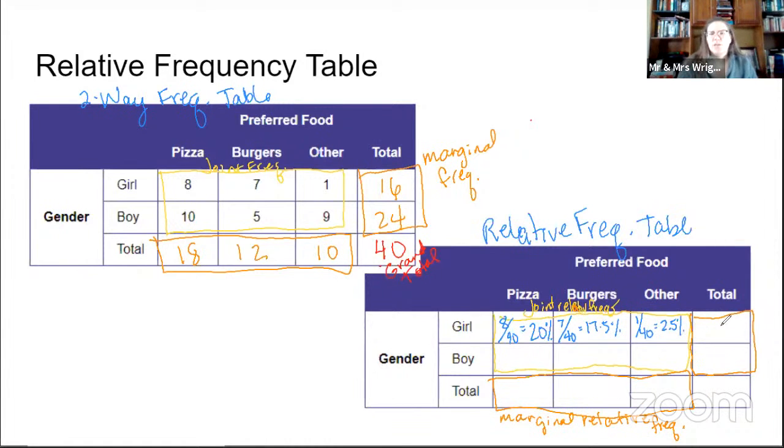Now, when we do, let me switch over to orange, the marginal frequency, it's going to happen the exact same way. So you're going to take the marginal frequency, and to find the marginal relative frequency, you're going to divide by, guess what? The grand total. So 16 divided by 40.